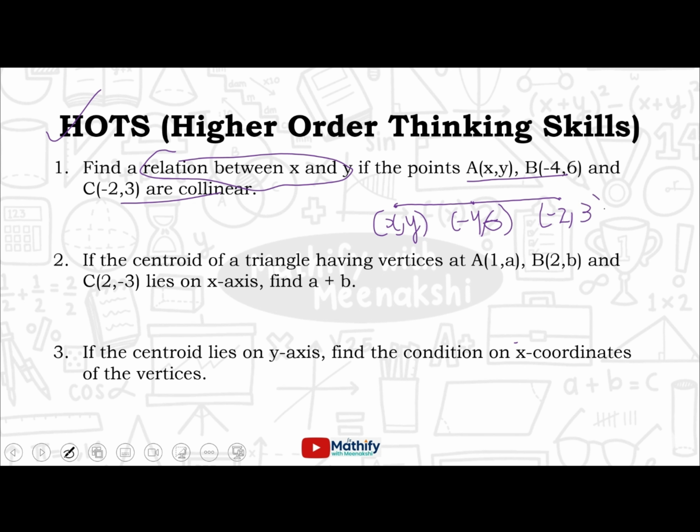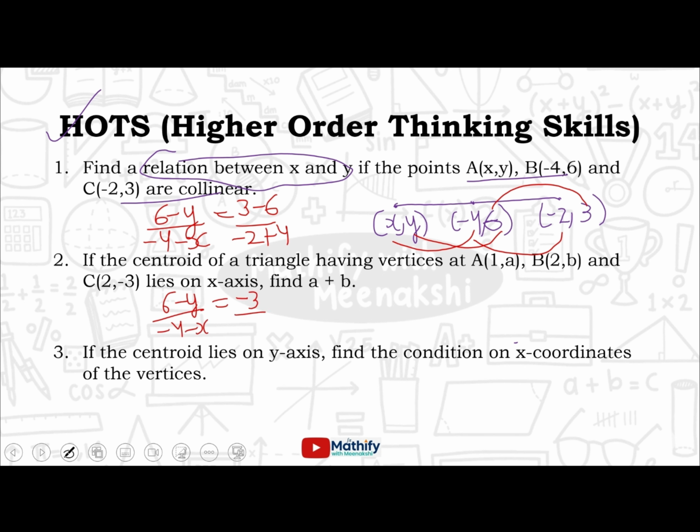Now, what is the meaning of slope? As I told you, vertical change over horizontal change. First, you take the difference of y coordinates, that means y minus 6 divided by the difference of x coordinates, x minus 4, is equal to, again, the difference of y coordinates, 3 minus 6, divided by -2 minus 4. That means -3 by 2.